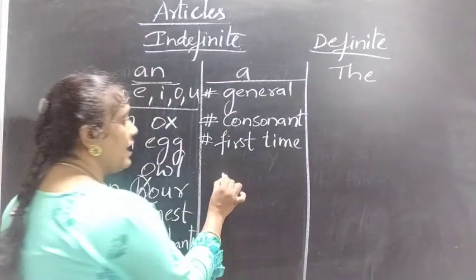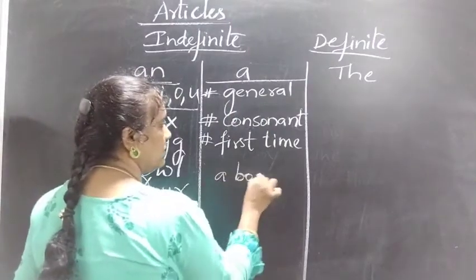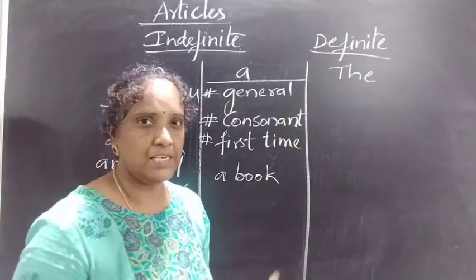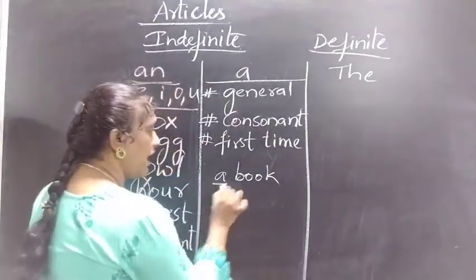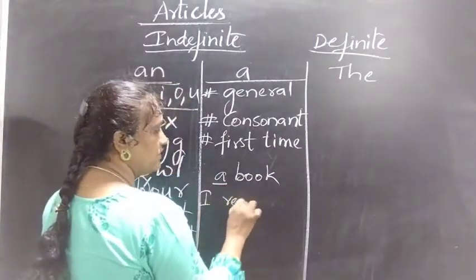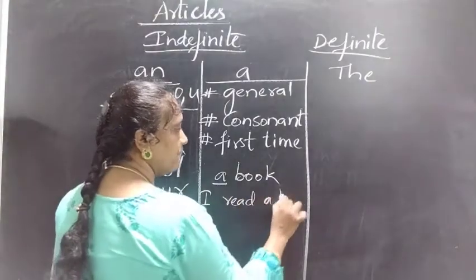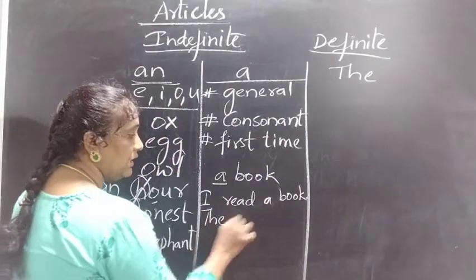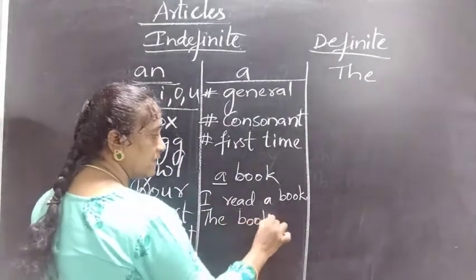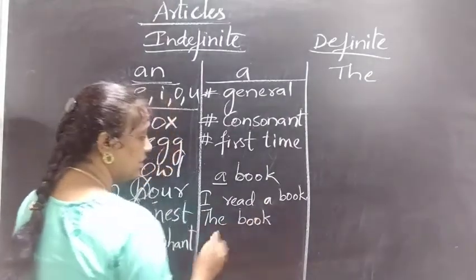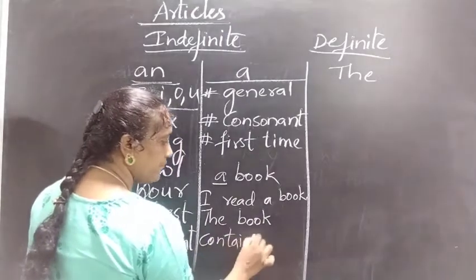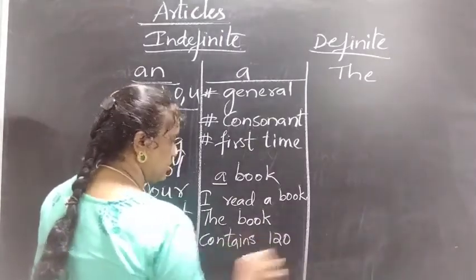So if I say a book, I read a book. Now, I read a book for the first time. So I am saying I read a book. The book contains 120 pages.